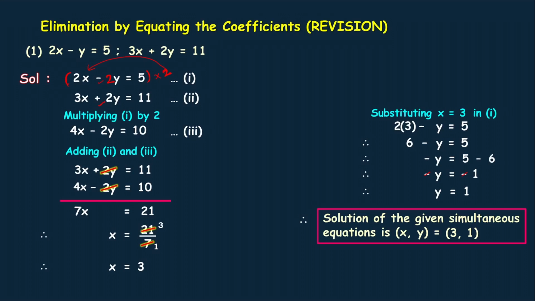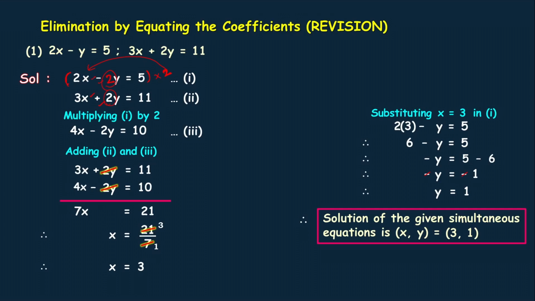Okay, so what happens? We always check the coefficient of one variable. We see if it is same. Then depending upon the sign, we add or subtract. Right, but here it was not same, so I made it same by multiplying by some number.